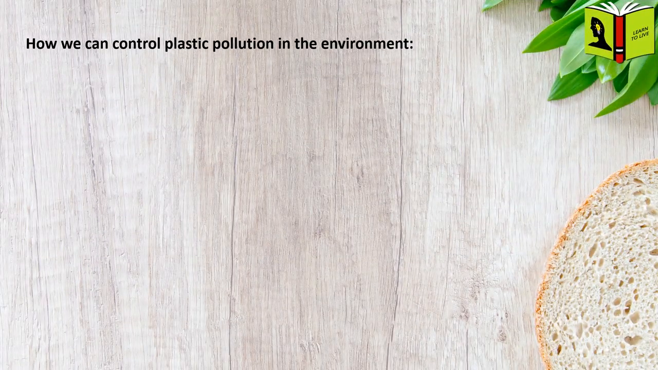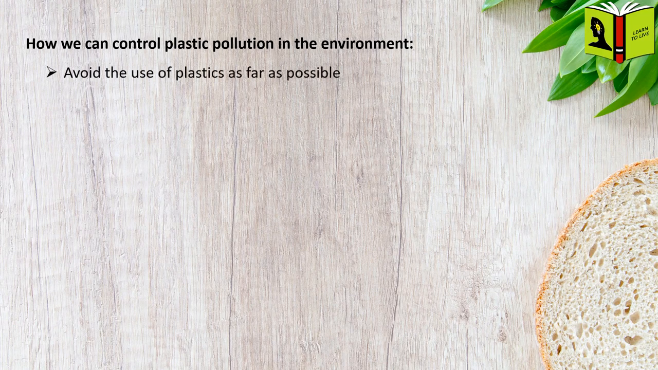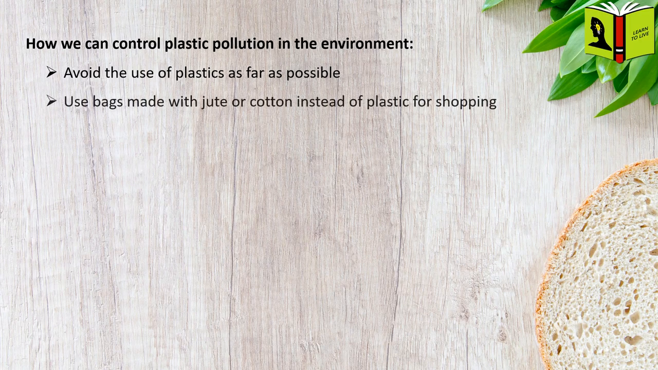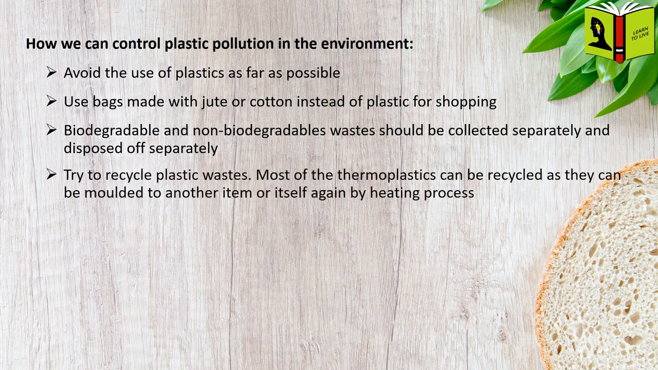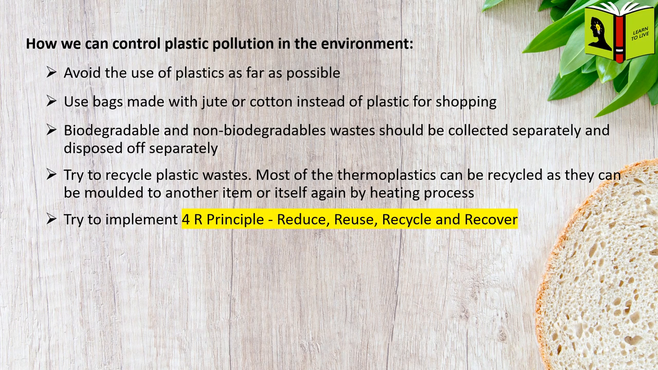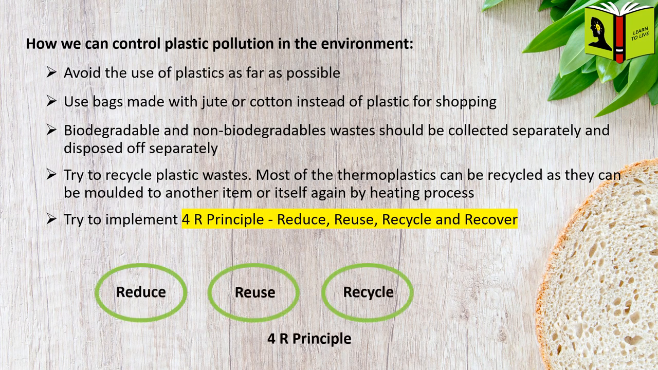How we can control plastic pollution in the environment. Avoid the use of plastics as far as possible. Use bags made with jute or cotton instead of plastic for shopping. Biodegradable and non-biodegradable wastes should be collected separately and disposed of separately. Try to recycle plastic wastes. Most of the thermoplastics can be recycled, as they can be molded to another item or itself again by heating process. Try to implement the 4R principle: reduce, reuse, recycle, and recover.